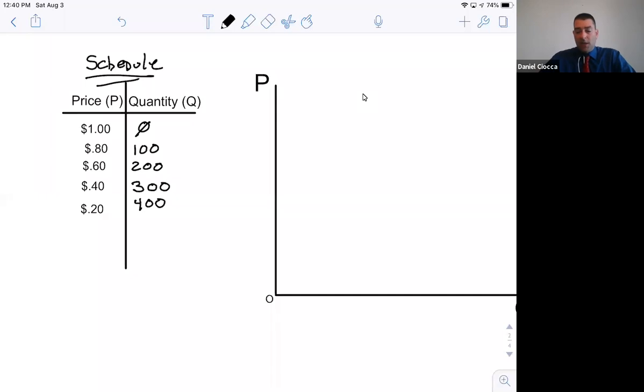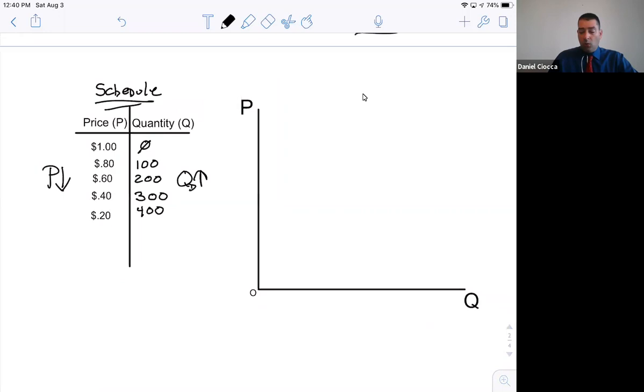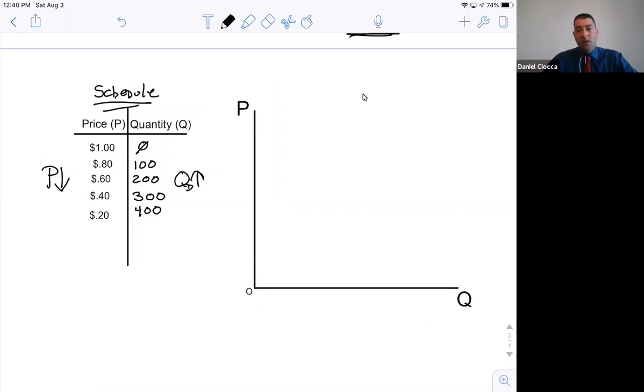It's known as a demand schedule. This is the demand for chocolate bars in Mr. Sioka's school. And notice the law of demand holds. As the price of chocolate bars went down, the quantity that my students were willing and able to buy, the quantity demanded, went up.